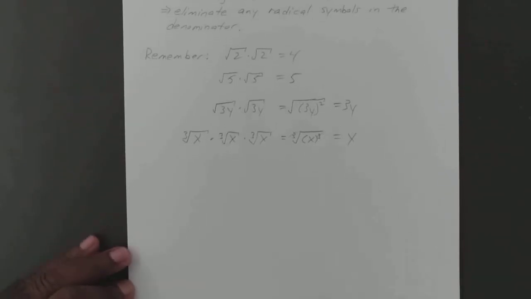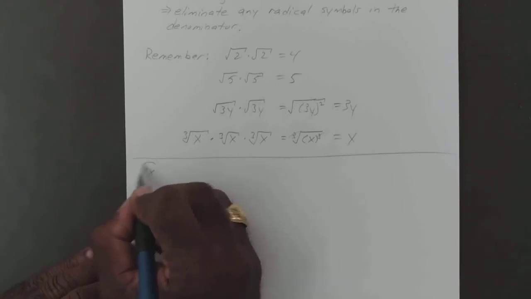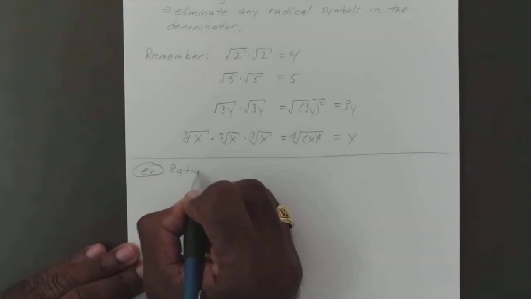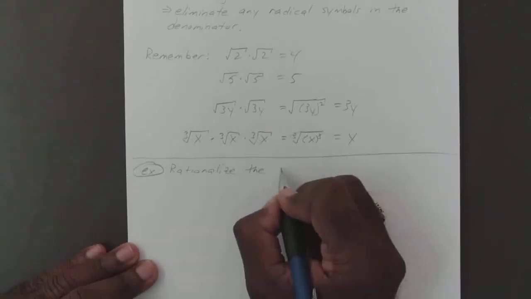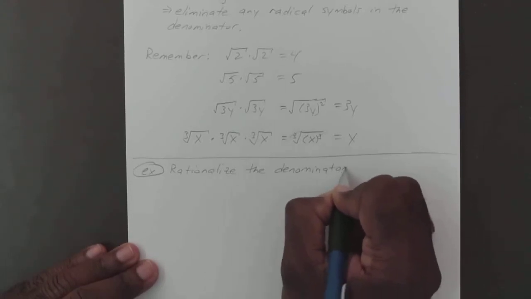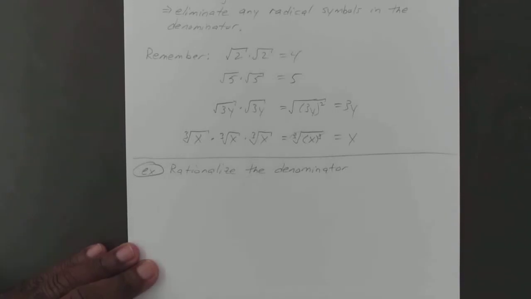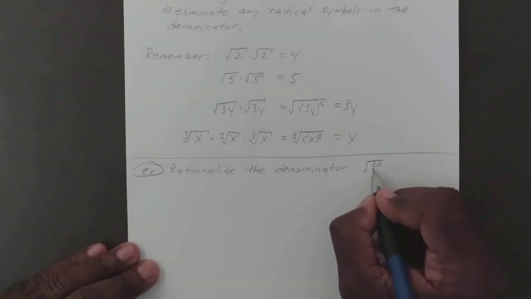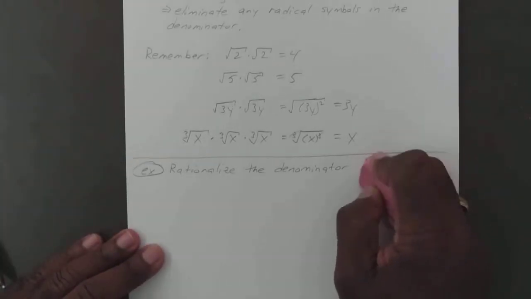Okay, so let's say, for example, we want to rationalize the denominator for square root of 20 over 7. Make that over the entire thing.